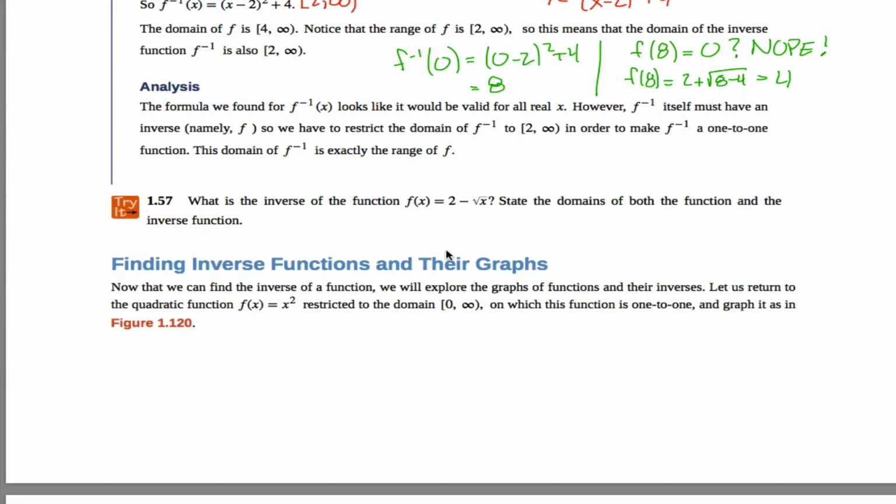All right, try it 1.57. Another one of these problems where you're trying to find the inverse function for a function that has a radical in it, a square root. It's really an even radical, where this ends up being an even root, where this ends up being an issue.